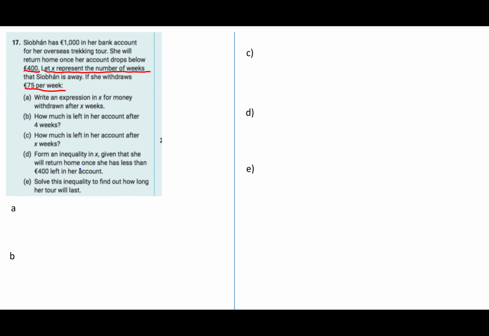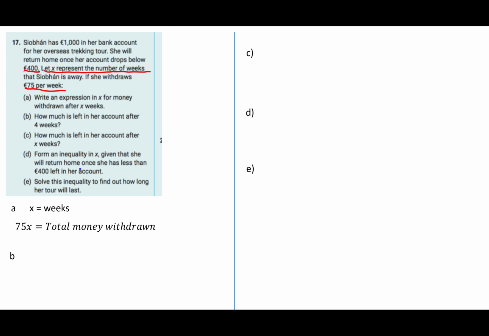In part A, we're asked to write an expression in X for the money withdrawn after X weeks. So X represents the number of weeks. If she withdraws €75 each week, then her total money withdrawn is 75 times the number of weeks. So 75 times X is equal to the total money withdrawn. This can be written as 75X.